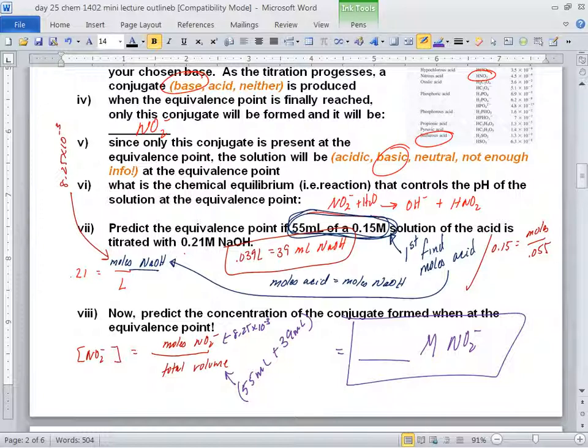The final answer, I got about 7.76 or so times 10 to the negative 4. Did you get that? No? What'd you get? So 8.25 times 10 negative 3 divided by 0.055 plus 0.039. Really? I probably screwed up. 8.25 times 10 to the 3 negative.